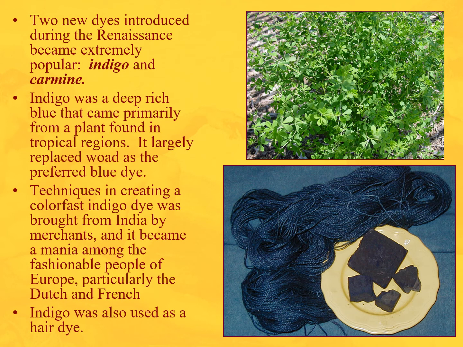Also, this is interesting. We have to talk about two new dyes that have become extremely popular and are still around. Indigo. Indigo, a deep, rich blue that comes from a plant found in tropical regions. Most of the indigo is imported from India and that area of the world. Before that, we had woad as the preferred blue dye. It was okay, but this is a deep, rich color, like Tyrian purple almost, but bluish purple. It was just a mania for it, and it was really colorfast. It would hardly fade at all.